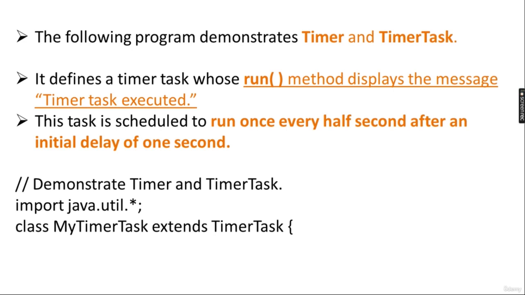Okay. The following program will tell us about the timer and timer task. It defines a timer task whose run method displays the message timer task executed. This task is scheduled to run once every half second after an initial delay of 1 second. So what is the function of the run method over here? Only to display timer task executed, nothing else.